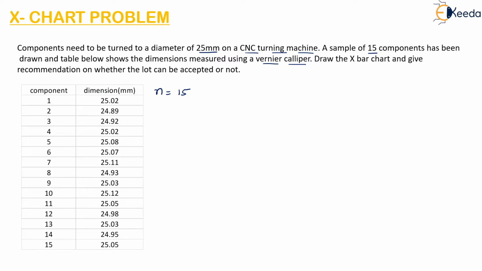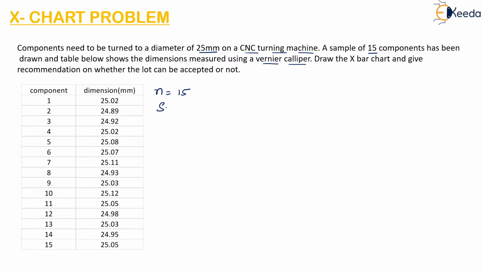Here they are asking us to draw an X bar chart and to give a recommendation whether the lot can be accepted or not. First of all, the number of components is 15, that is nothing but the sample size small n, and they have given the dimensions one by one.